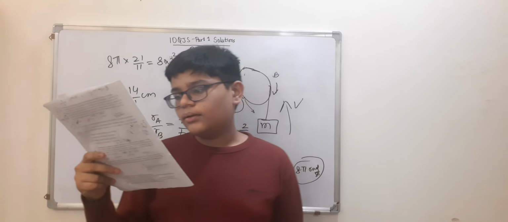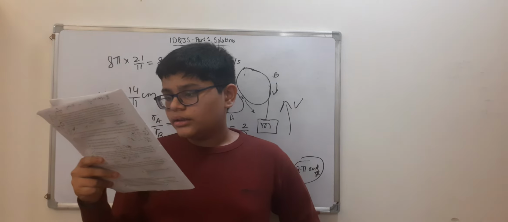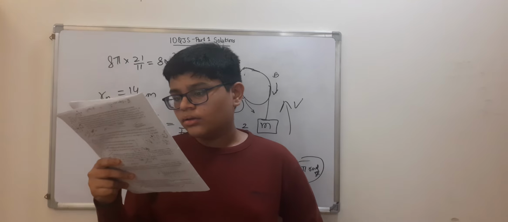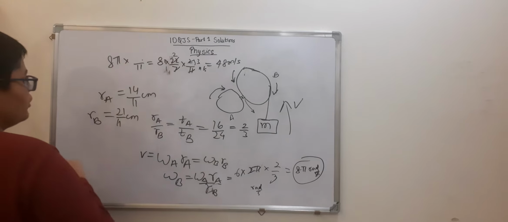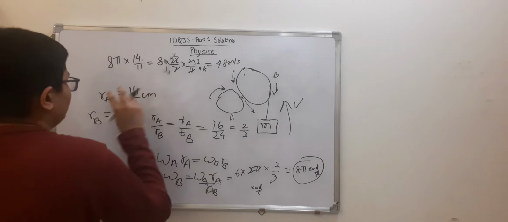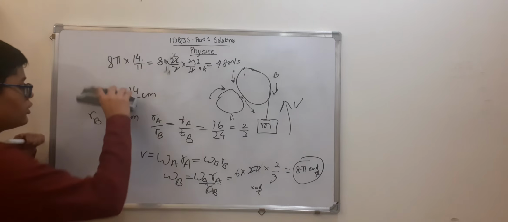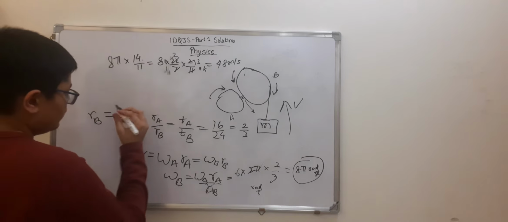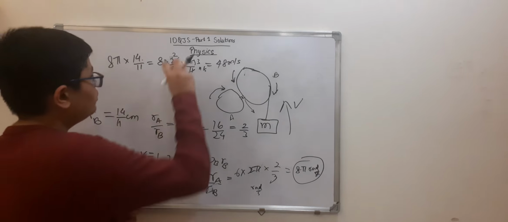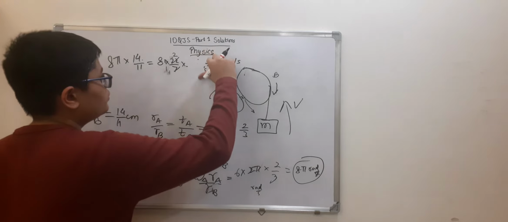Okay, and the radius is 14. Right, this will be 14 by 11. I made a mistake here, so this is not correct. Sorry, I read the values wrong. This will be 14 by 11. Okay, yeah, so this will be 14 by 11. I'm sorry.